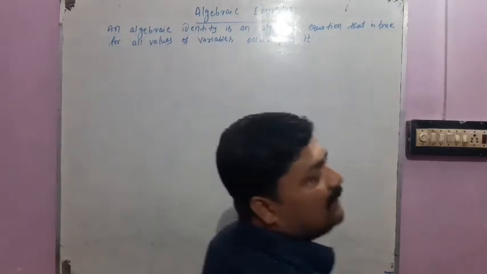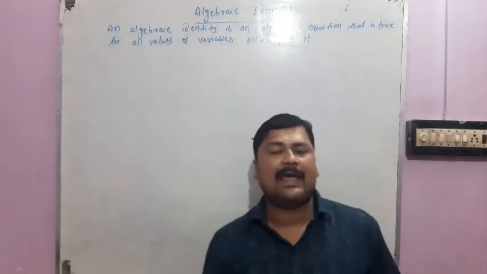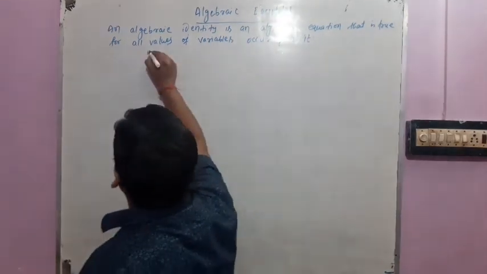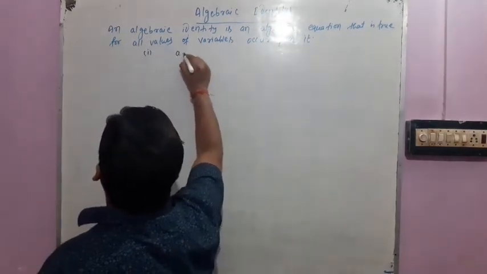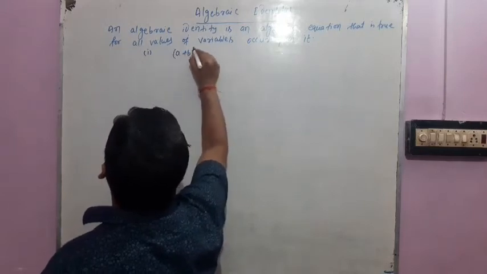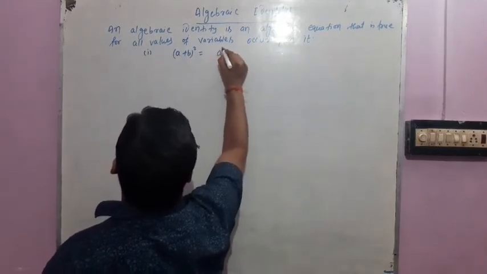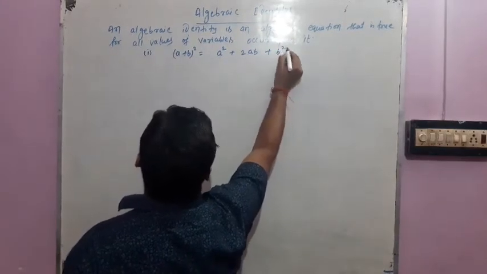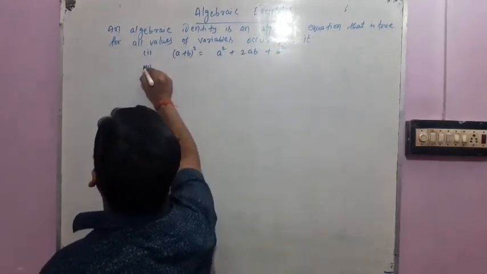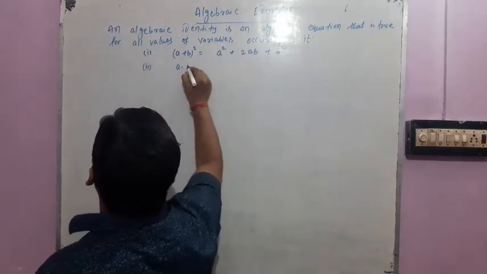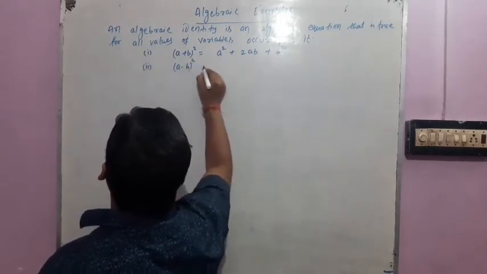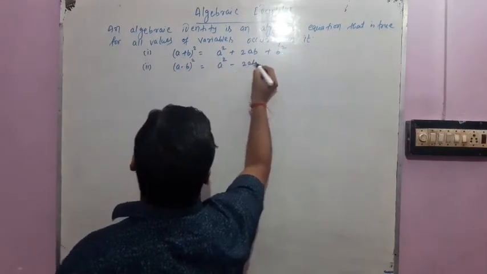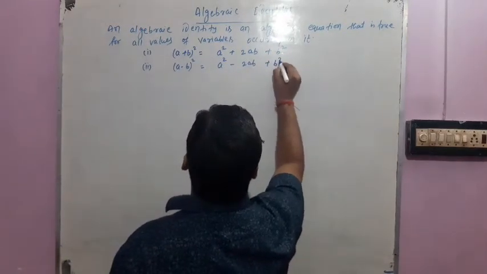Students, you are all familiar with four algebraic identities that you have learned earlier. The very first is the whole square of a plus b. The whole square of a plus b is a square plus 2ab plus b square. Second is the whole square of a minus b. The whole square of a minus b is a square minus 2ab plus b square.